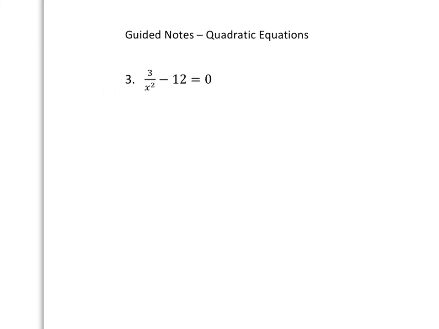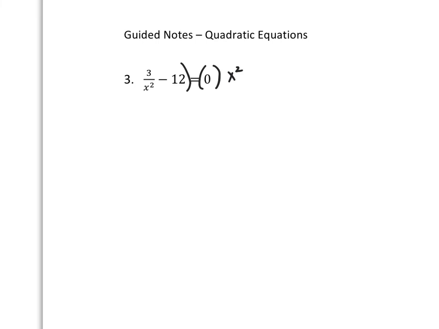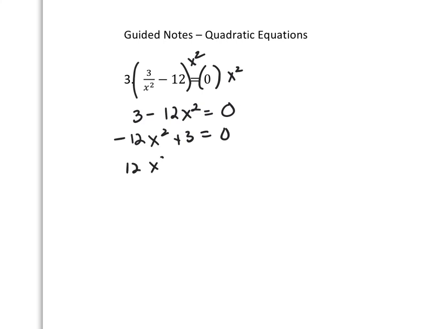I need to clear my fractions, so I'm going to multiply both sides by x squared. And that gives me 3 minus 12x squared equals 0. I'm putting it in standard form, that's -12x squared plus 3 equals 0. But I want that leading coefficient to be positive, so multiply through by -1. 12x squared minus 3 equals 0.